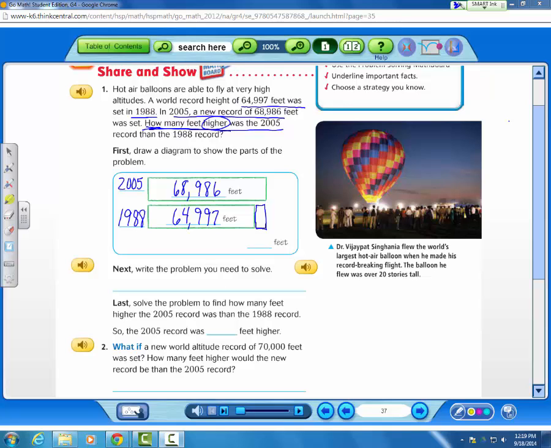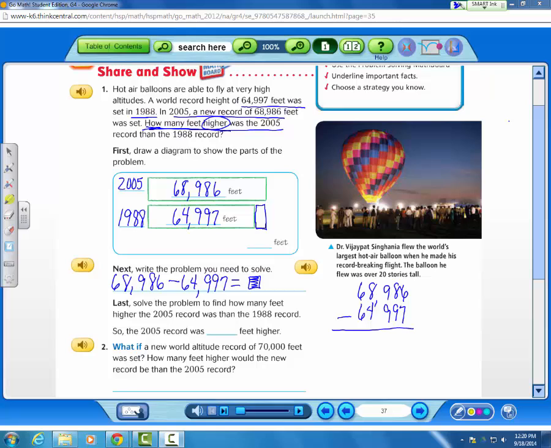So the next step is we solve the problem. Let's write it as an equation. Remember, an equation has an equal sign. So 68,986 minus 64,997 equals unknown. We don't know what it is yet, so we can put a box in to represent our unknown. So we can come over to the side and we start solving. 68,986 minus 64,997.